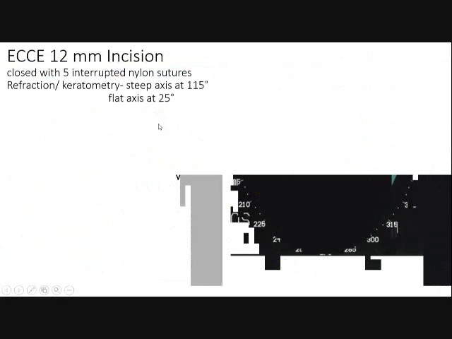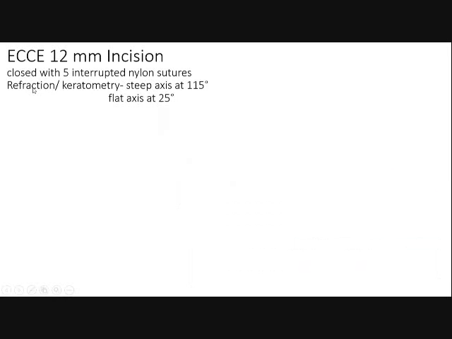Okay, so now come to this question. There was a 12 mm ECCE incision, and we closed it with 5 interrupted nylon sutures, and keratometry and refraction tell us that the steep axis is at 115 degrees. So where will you remove the suture, at the steep axis or at the flat axis? The flat axis is the tight suture. No, the tight suture is at the steep axis. So you want to remove the suture at the steep axis, right? But this is from keratometry.